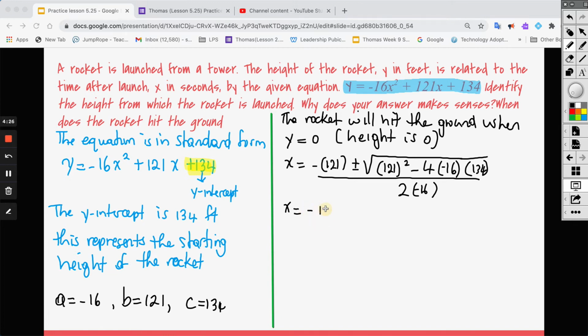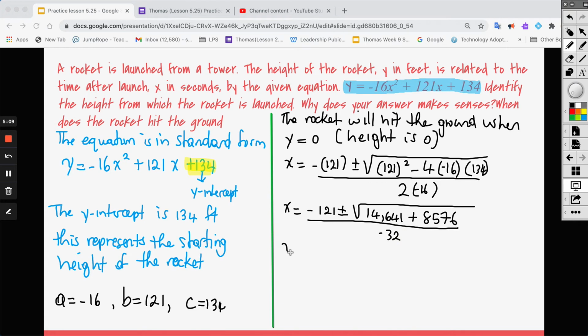So this is minus 121 plus or minus. When you square a number, it means you're multiplying it by itself. So 121 squared is going to give us 14,641. And negative 4 times negative 16 is going to give us a positive 64, since a negative times a negative gives us a positive. And positive 64 times 134 will give us a positive 8,576, all over 2 times negative 16, that's negative 32.